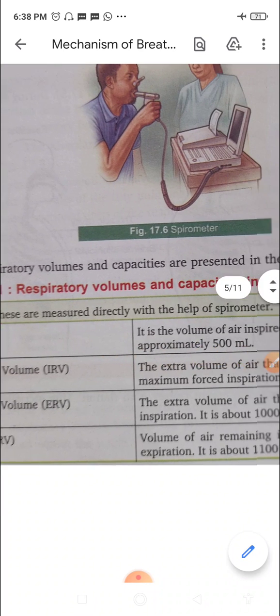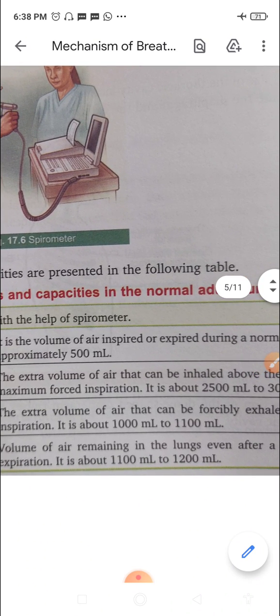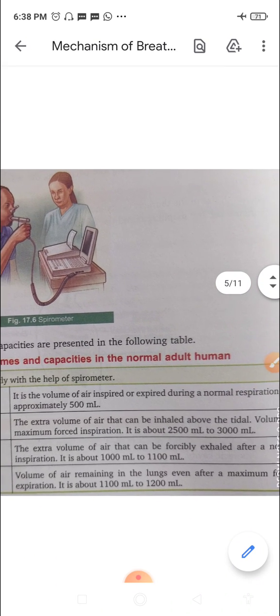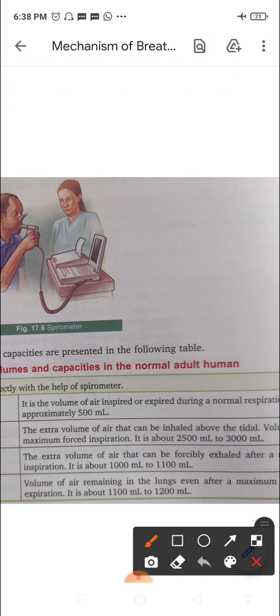Tidal volume is the volume of air inspired or expired during a normal respiration. Normally when we respire every time, that is the tidal volume. Approximately it is 500 ml.